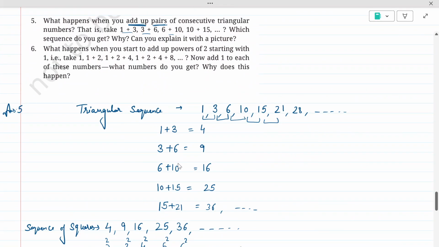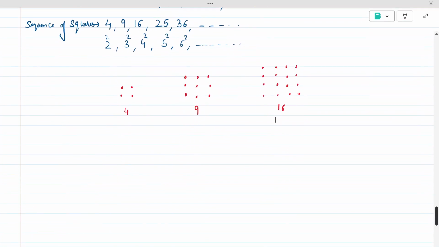The next question is, what happens when you start to add up powers of 2 starting with 1? Okay, so now we have to add up the powers of 2. What is the power of 2?